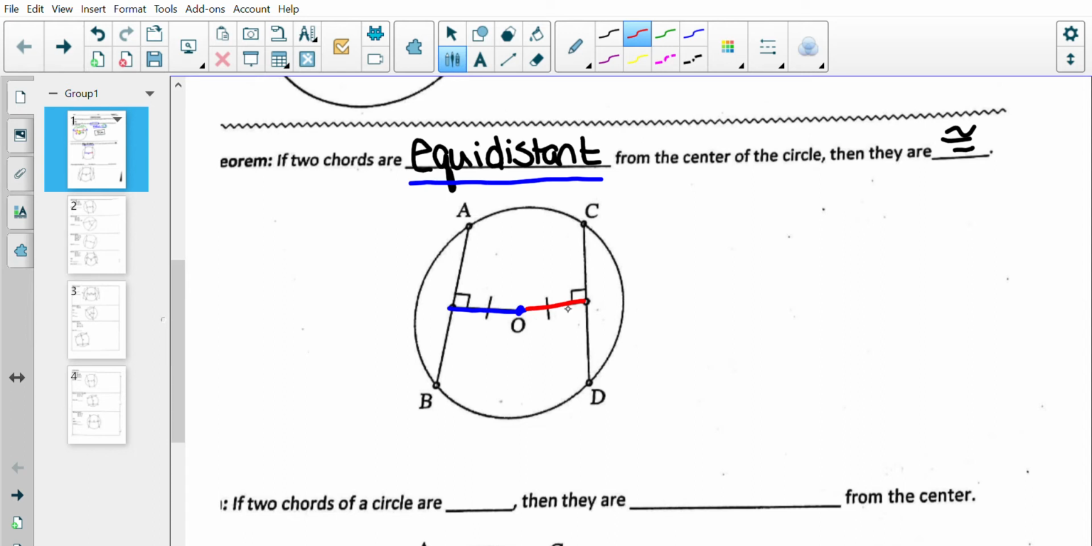If the two perpendiculars are congruent, then they're saying the actual chords are going to be congruent. So the chords that they intersect will be congruent. So if the perpendiculars are congruent, then the chords are congruent.